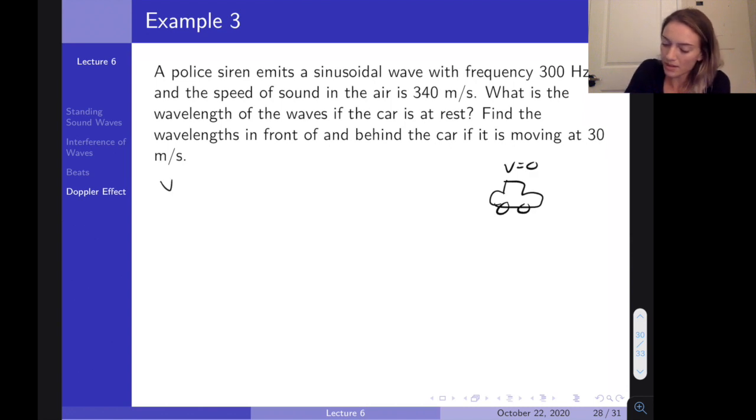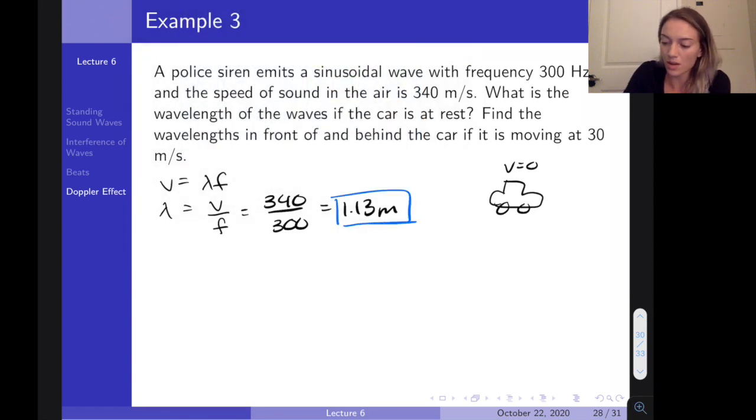So we have the velocity is lambda times f, and we want to find the wavelength. So the wavelength will just be the velocity divided by the frequency. The velocity, they say, is 340, and the frequency we know is 300. So that will just give us 1.13 meters. So this is the wavelength when the car is at rest.